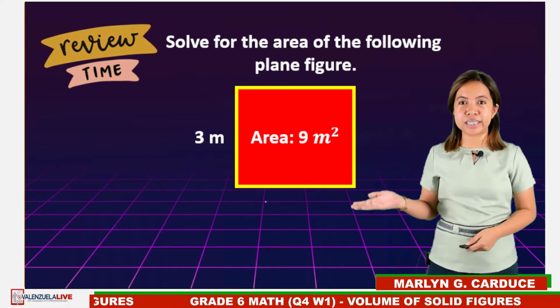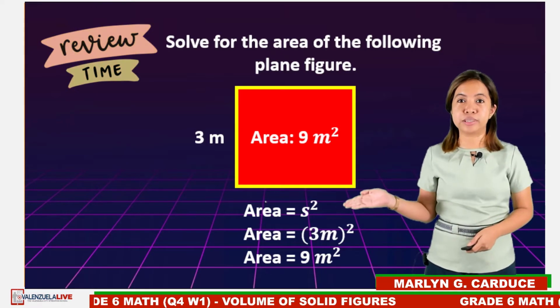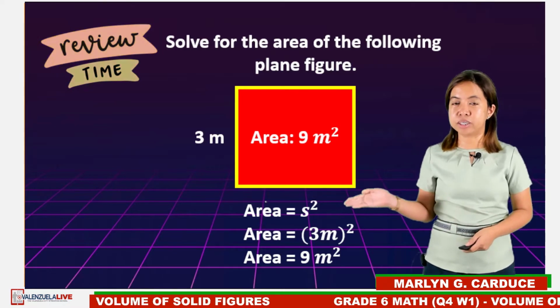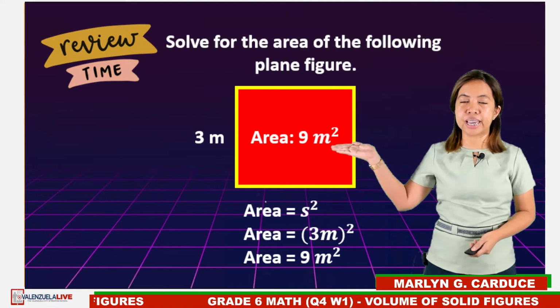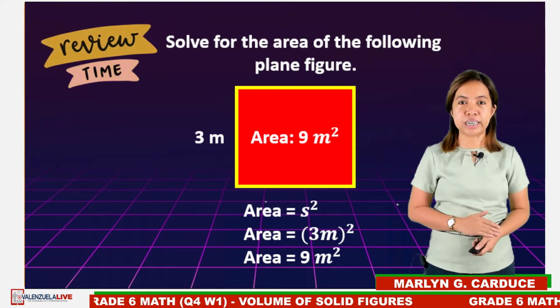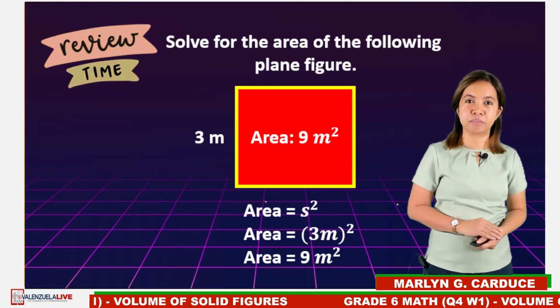To solve for this, all we have to do is use the formula in finding the area of a square, which is s squared, or side times side. Then substitute the value of the side, so that is 3 meters times 3 meters, and it will give us the area of 9 square meters.